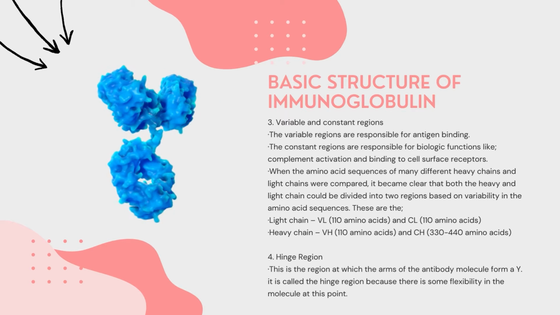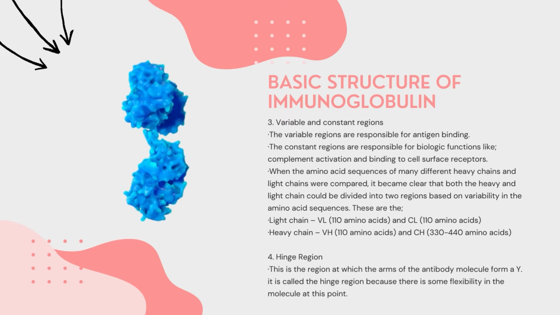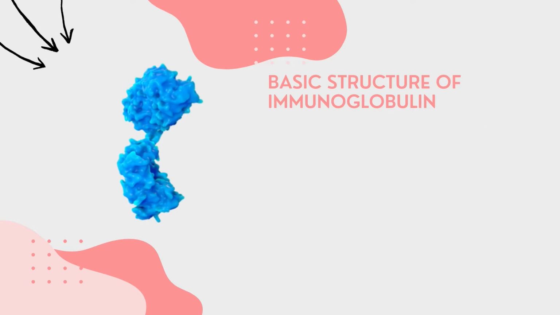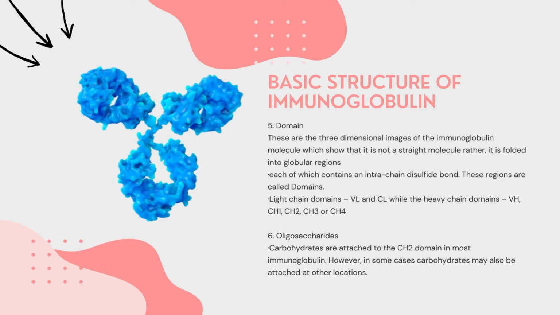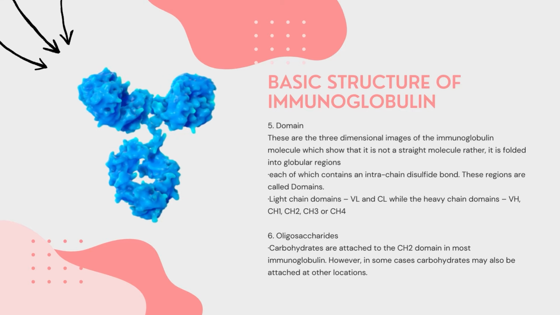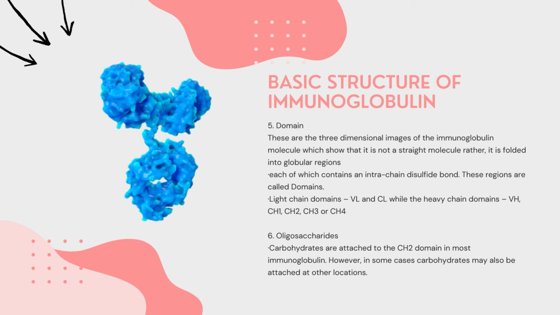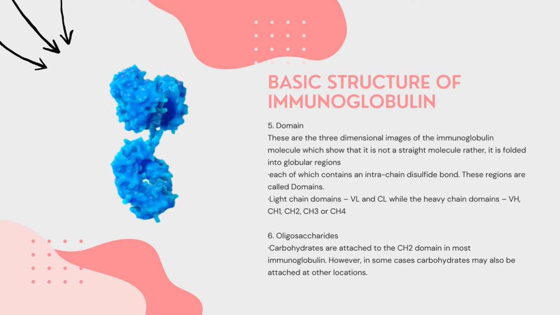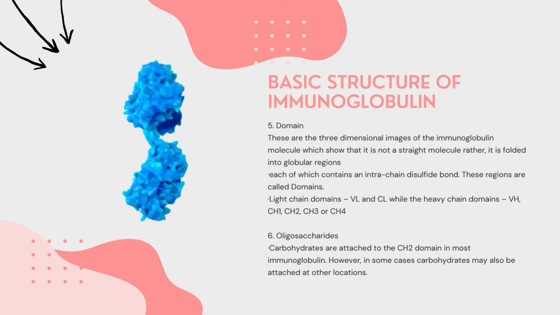4. Hinge region. This is the region at which the arms of the antibody molecule form a Y. It is called the hinge region because there is some flexibility in the molecule at this point. 5. Domain. These are the 3-dimensional images of the immunoglobulin molecule which show that it is not a straight molecule, rather, it is folded into globular regions, each of which contains an intra-chain disulfide bond. These regions are called domains. Light chain domains, VL and CL, while the heavy chain domains, VH, CH1, CH2, CH3 or CH4.